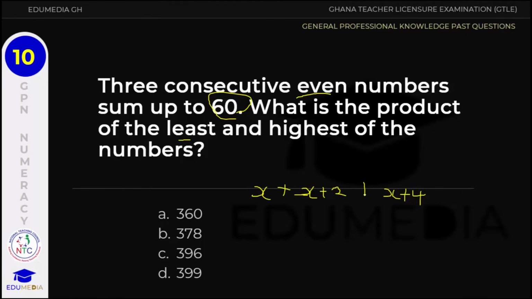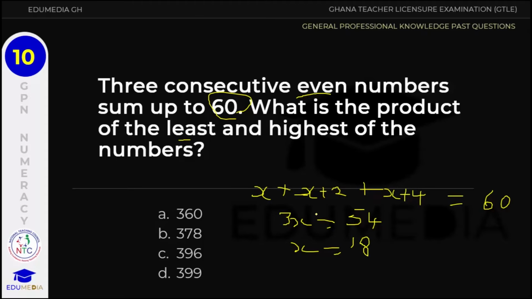So we're going to take these and add the operations here. Now these numbers will sum up to 60 because that's what we have here. They sum up to 60. So let's go ahead, do the grouping of like terms and continue the computation. We have 3 of the x's here, so 3x. And we have 2 plus 4, that is 6. 6 is going to be taken out of the 60, and we have 54. So 54 divided by 3, and that's going to give us 18.